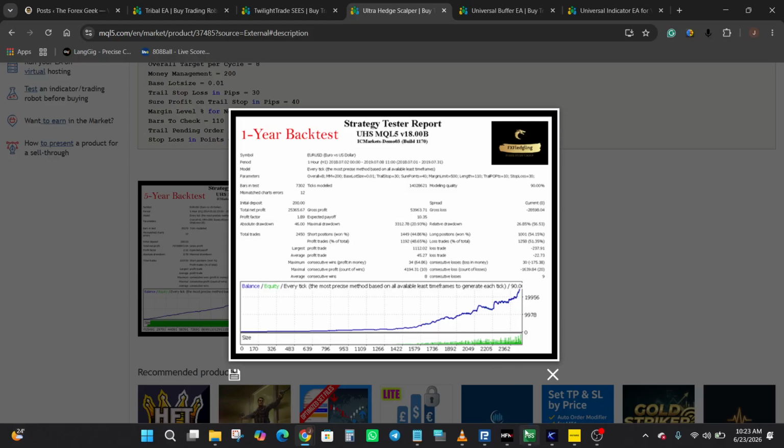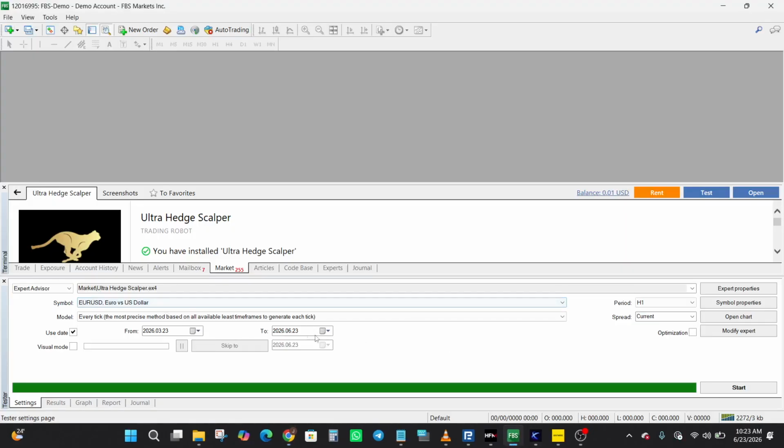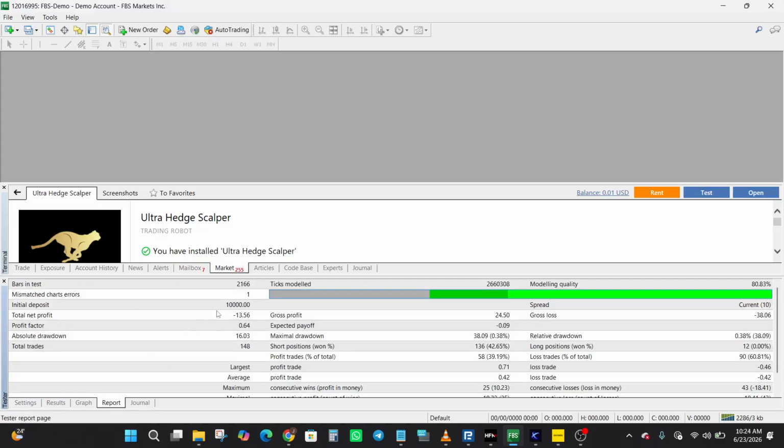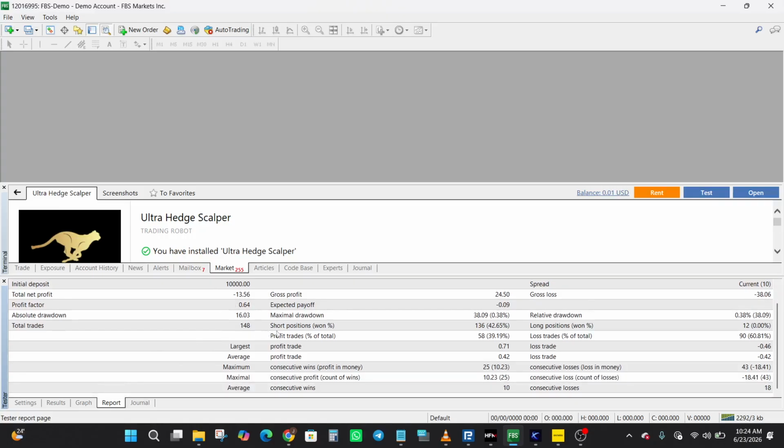Also, let's see how the Ultra Hedge Scalper performed on EURUSD on the H1 time frame over the past 3 months between 23rd March 2026 to 23rd June 2026. All right, so here the initial deposit is $10,000 and the total net profit is negative 13.56. The total trades taken were 148, out of which 58 were profitable, giving us a 39.19% win rate.